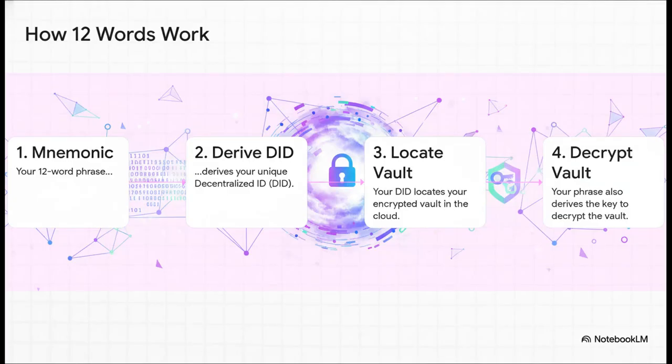This is honestly the most brilliant part of the whole system. Those 12 words you wrote down, they do two jobs at once. First, they are used to mathematically generate your unique decentralized ID, or DID. Think of the DID as the secret coordinates to find your encrypted vault out there in the cloud. But at the exact same time, those 12 words also generate the one and only key that can decrypt that vault. So your secret phrase is both the map and the key, all in one.